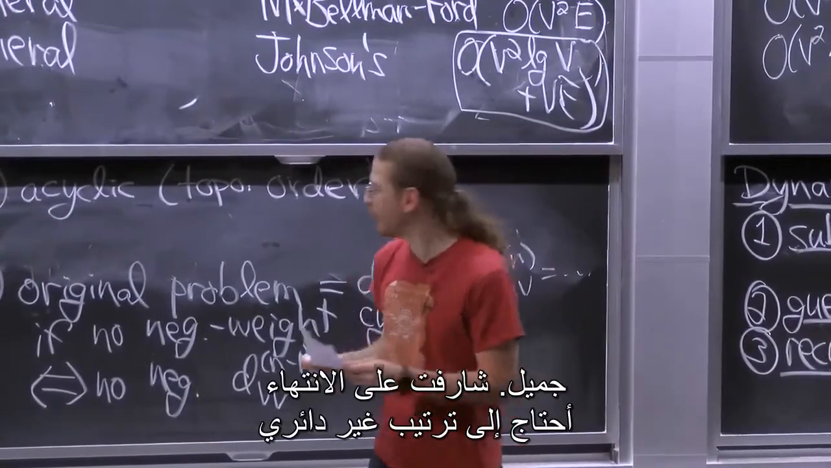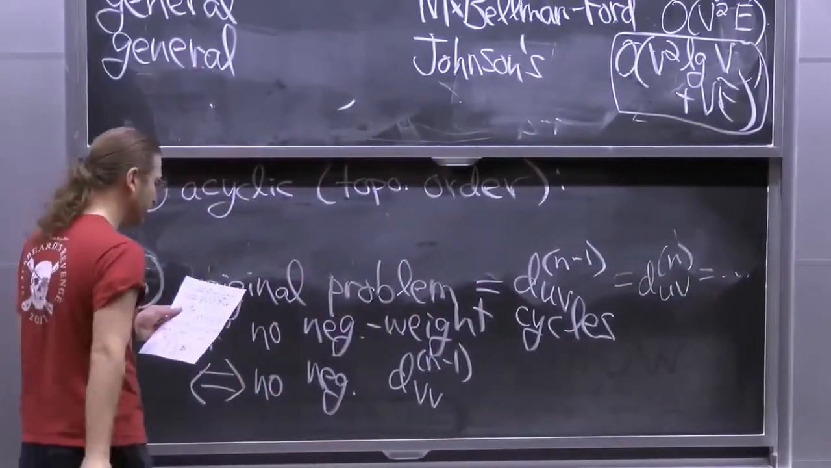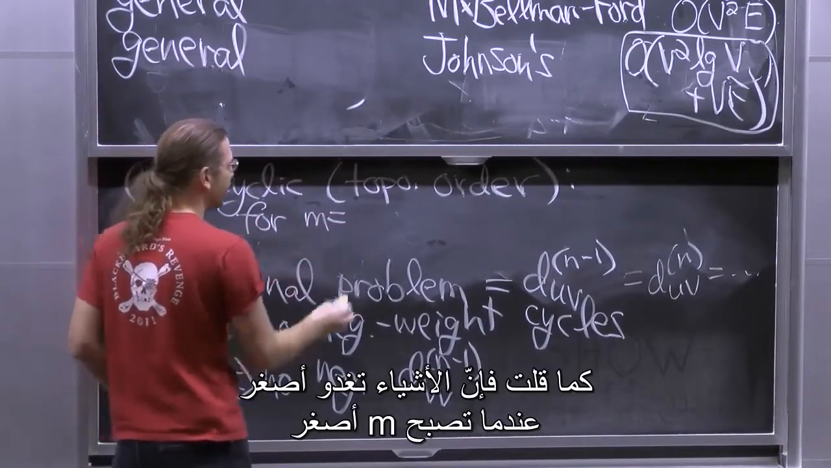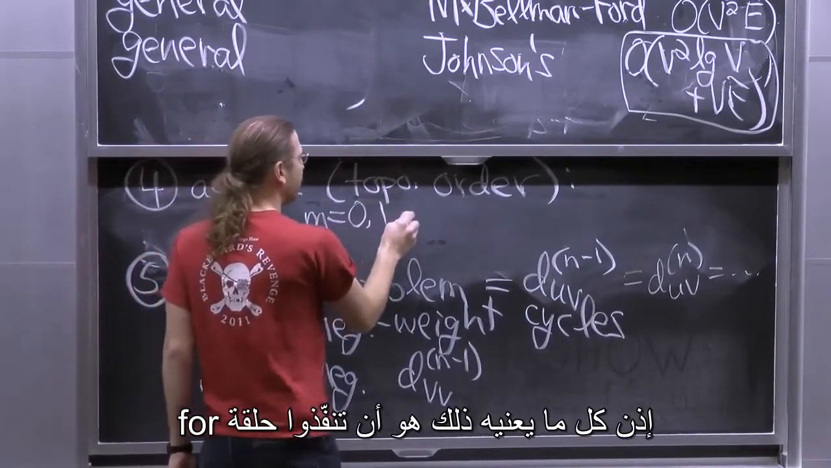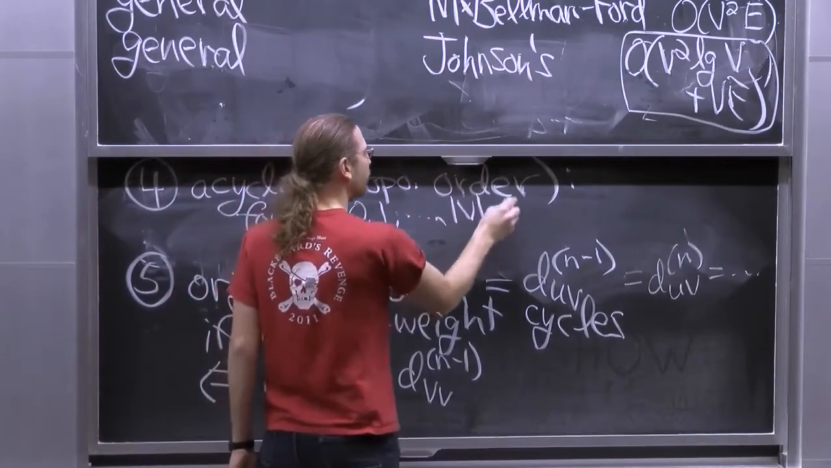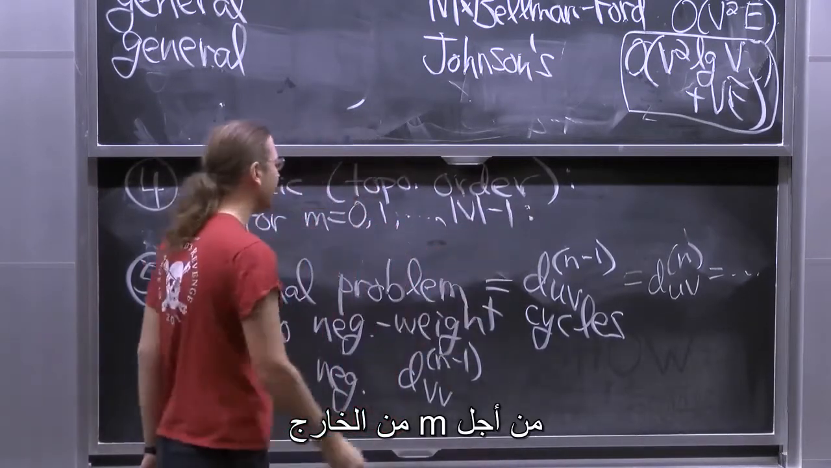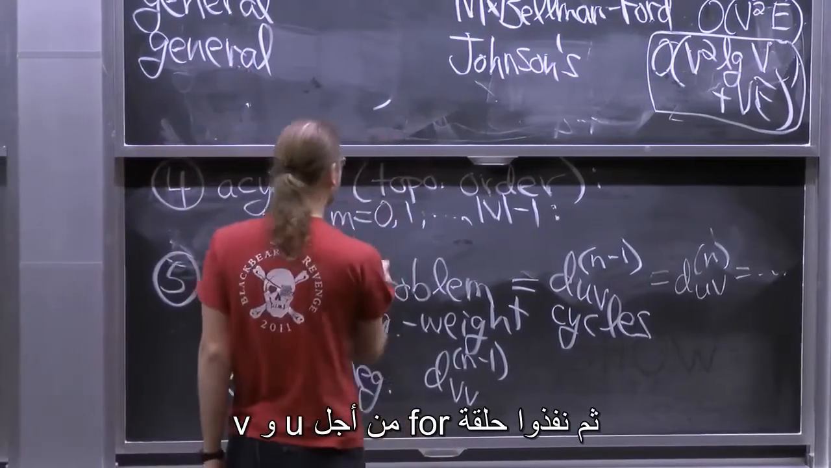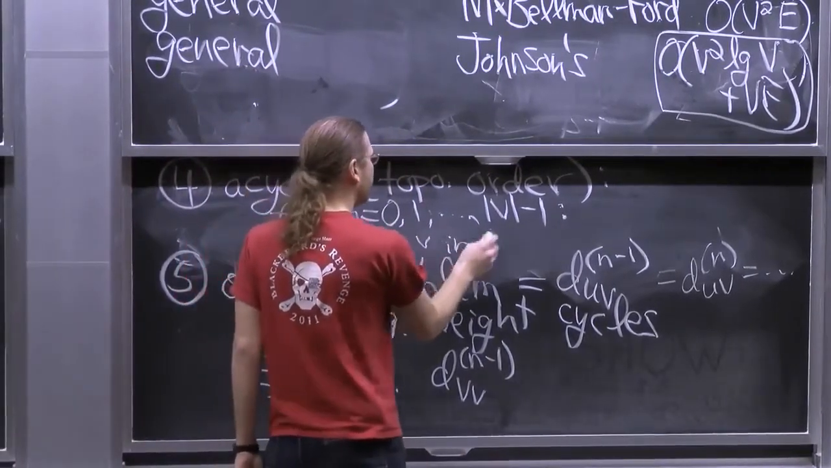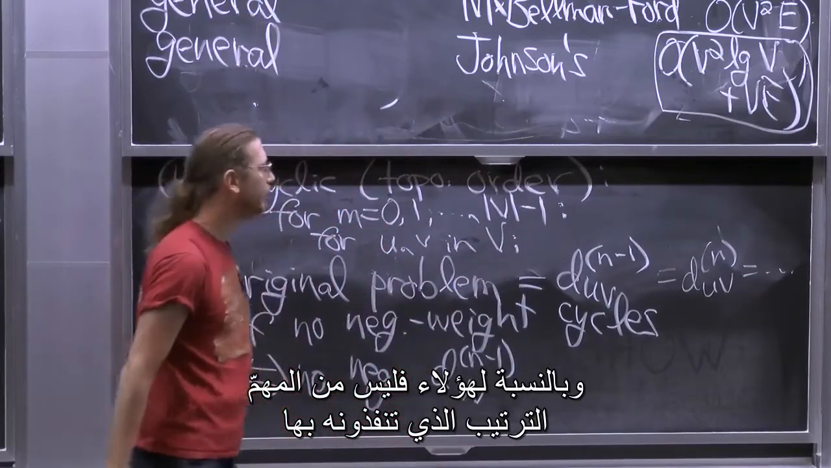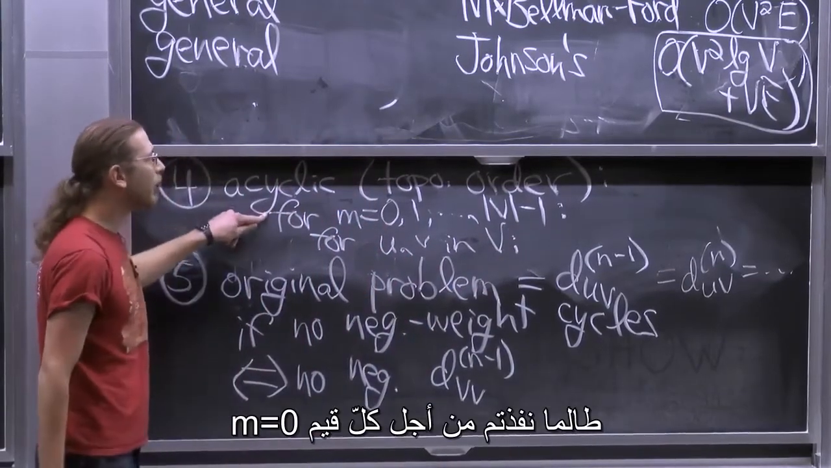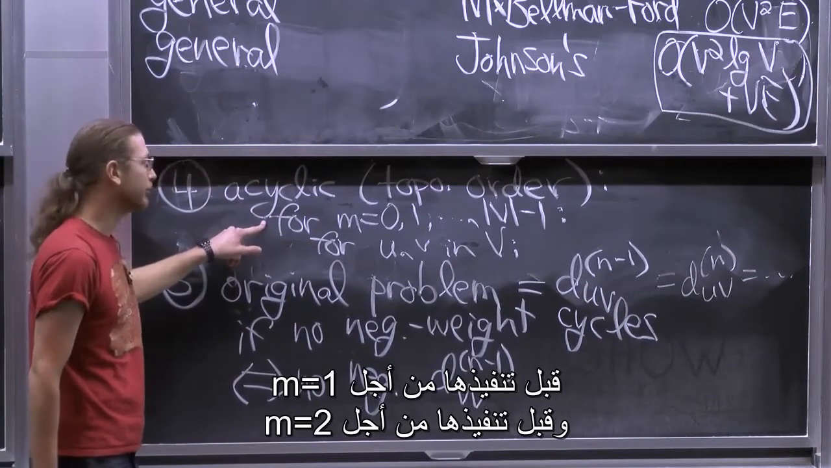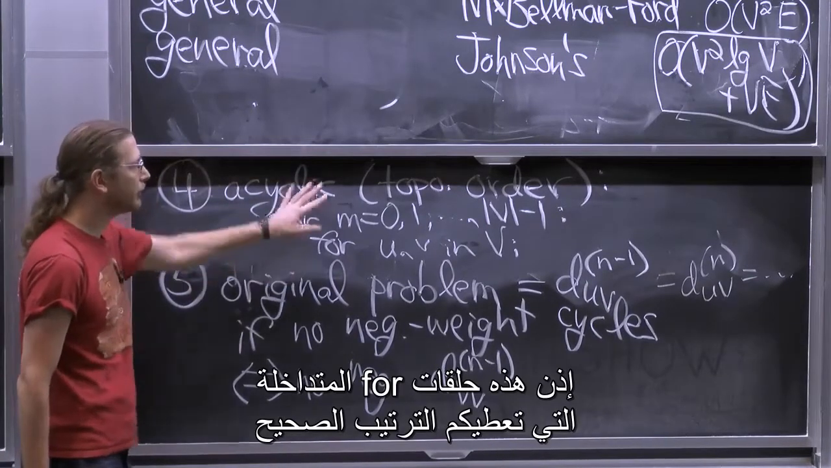Cool. Almost done. I need an acyclic ordering. So as I said, things get smaller when m is smaller. So all that means is do the for loop for m on the outside, then do the for loop for u and v. For those, it doesn't matter what order you do it, as long as you've done all of m equals 0 before you do all of m equals 1, before you do all of m equals 2. So that's the nested for loops that gives you the right order.